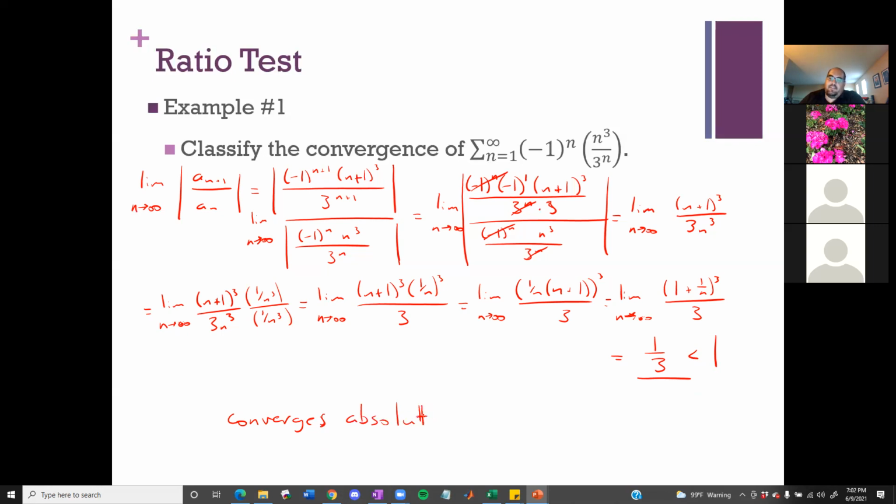So the ratio test actually doesn't have a way to show you conditional convergence. It either shows you absolute convergence, divergence, or in that bad case where the limit lands right on the boundary of 1, you draw no conclusion. You have to try something else. So any questions about this first usage of the ratio test?